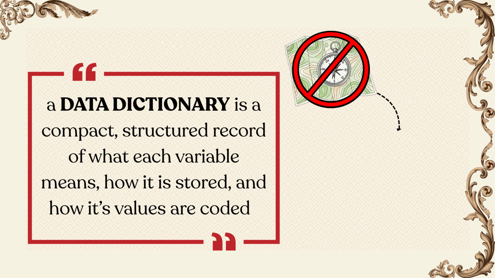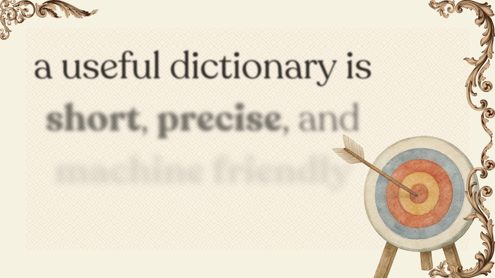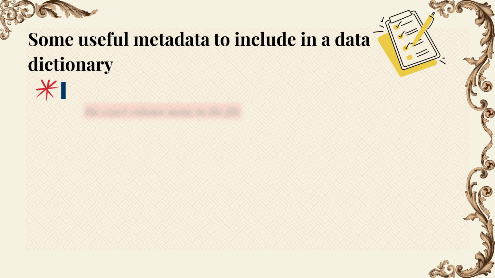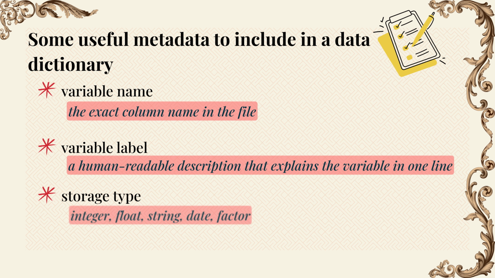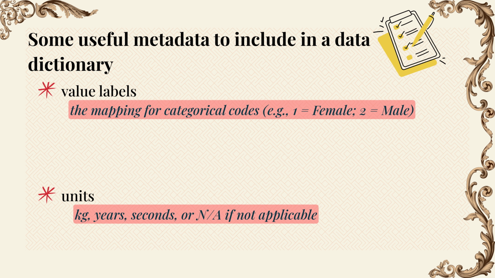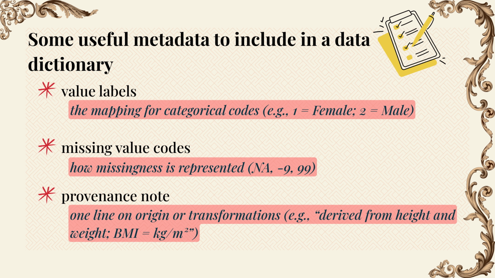Without that map, small misunderstandings about units, missing value codes, or recoding decisions can snowball into an avalanche of wrong conclusions. A useful dictionary is short, precise, and machine-friendly. At minimum, it includes attributes of the data such as variable name, variable label, storage type, units, value labels, missing value codes, and a provenance note.